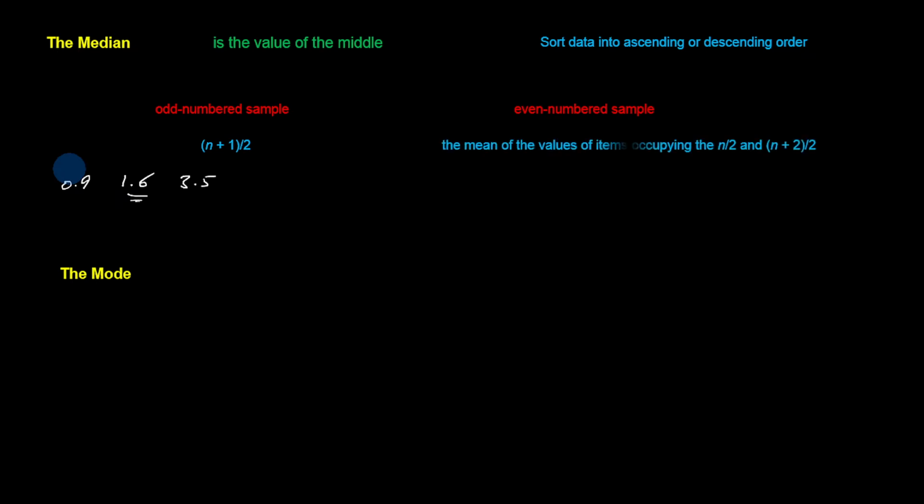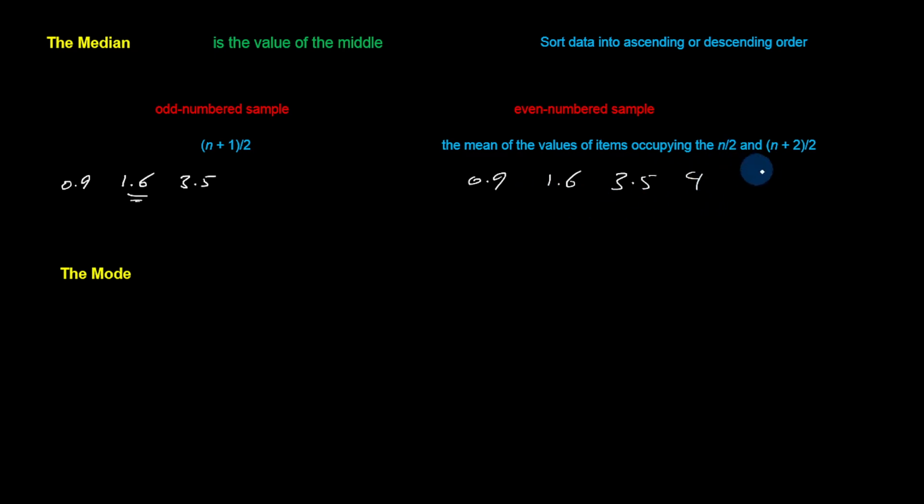Now, if you're dealing with an even-numbered sample, it's a bit trickier, but not a big deal. You take the mean of the values of the items occupying positions n divided by 2 and (n + 2) divided by 2. So you find these two positions and you find the average of those two observations. I'll give you an example. Let's say we have 0.9, 1.6, 3.5, and let's say we have 4. These are our observations. We have 4 of them.